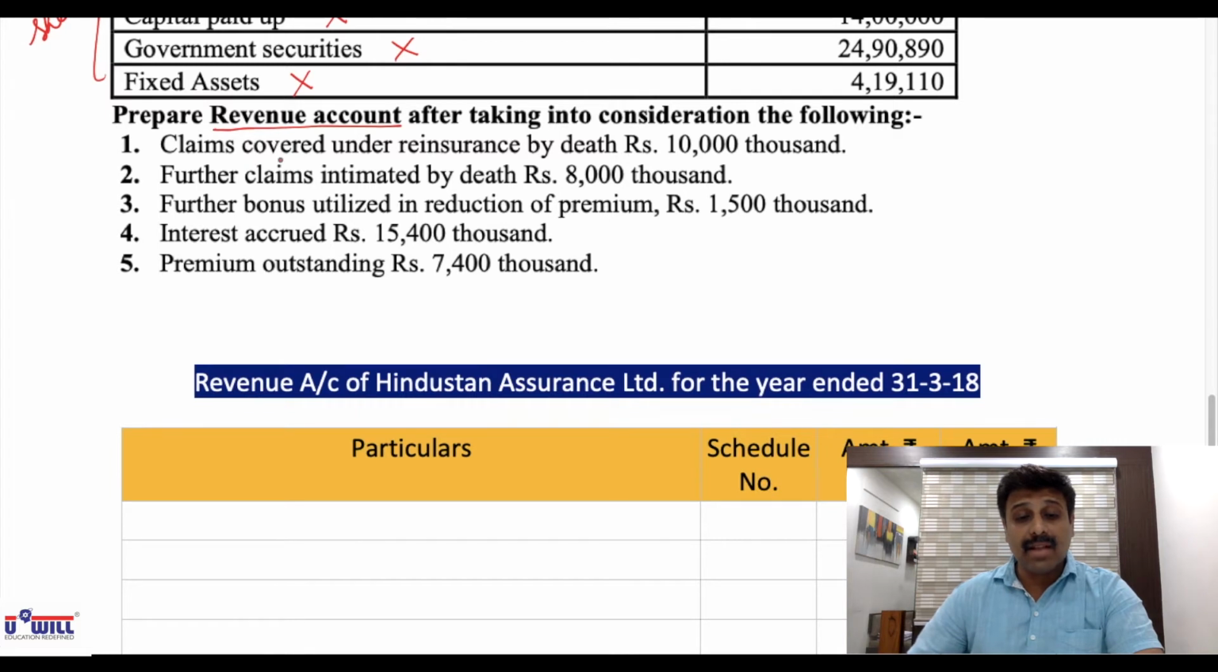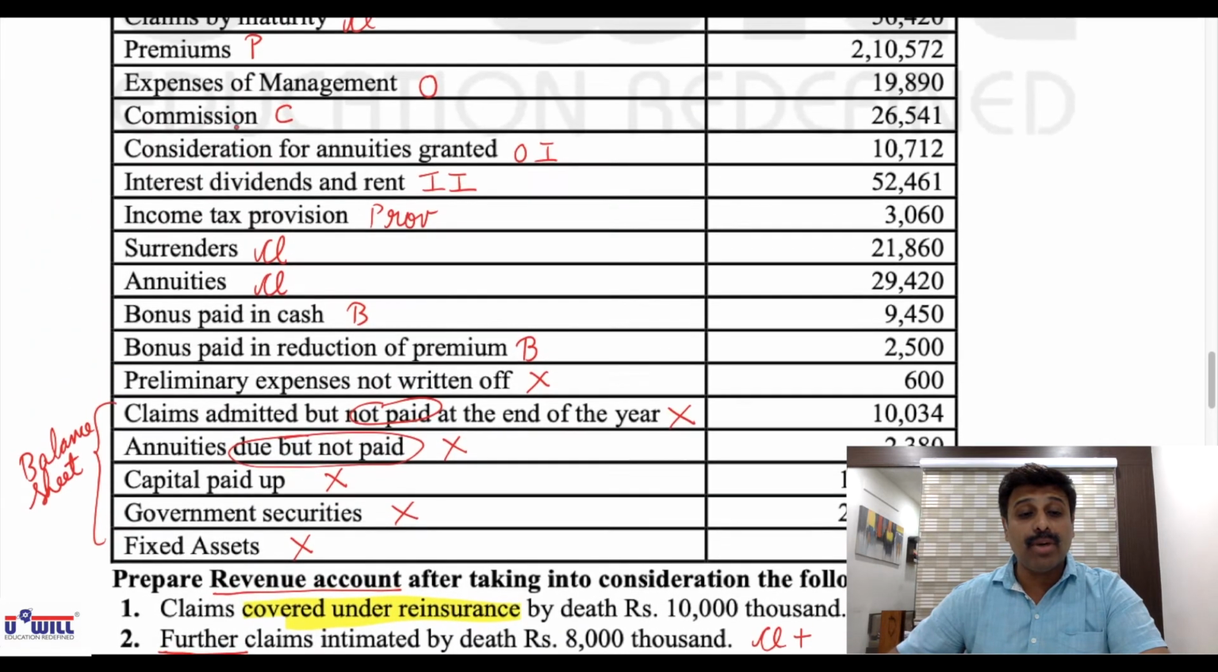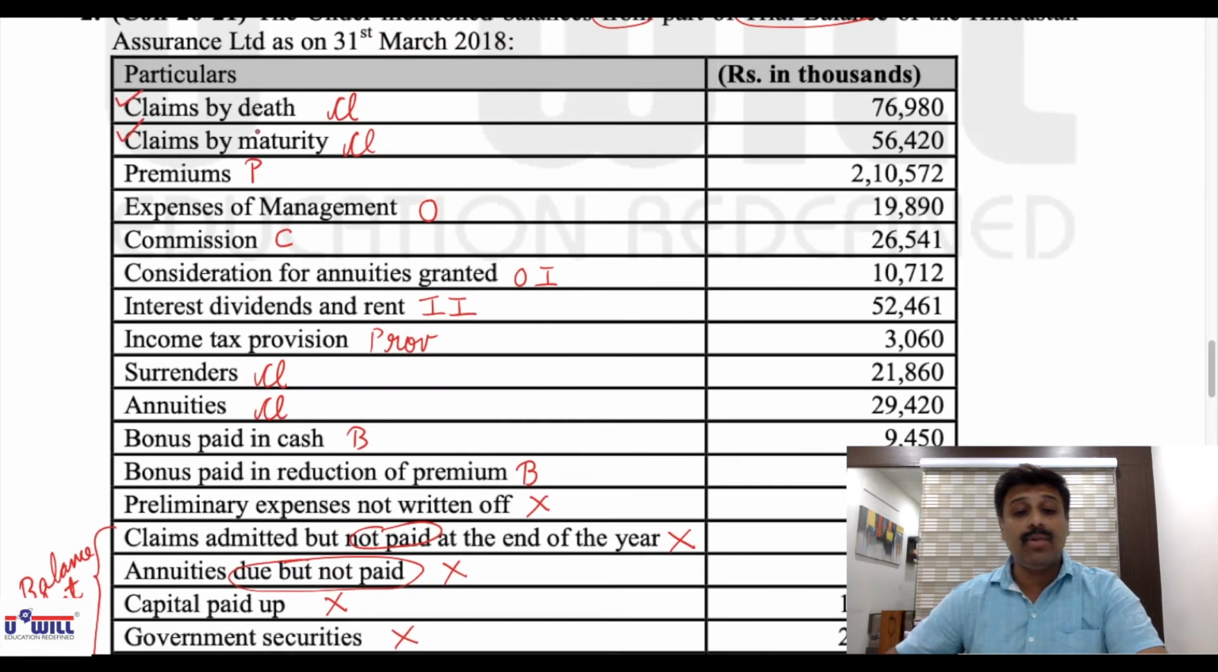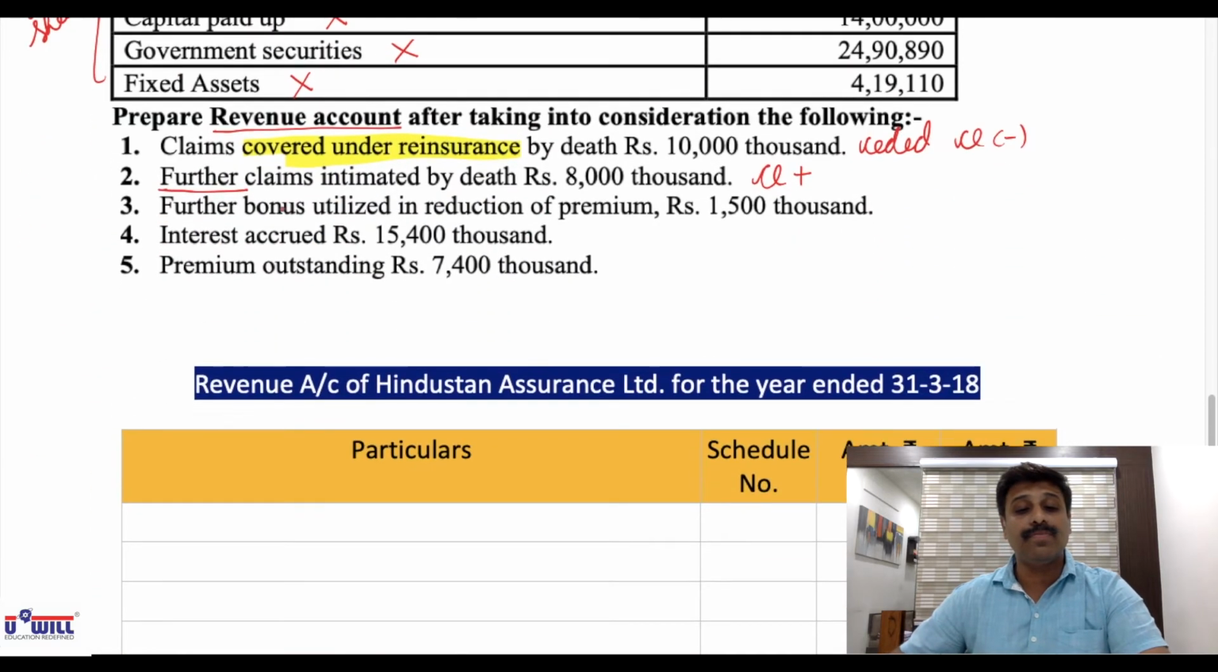First, claims covered under reinsurance by death. Now, claims covered under reinsurance means ceded. We covered them with some other insurance company under reinsurance. So that amount we will minus from claims. Further, claims intimated by death. Further claims means after year ending, more claims of last year have been intimated by death. So we will add them in claims, plus. All of you put a tick on claims so that we remember that we have to record them in the inner column and add these amounts.